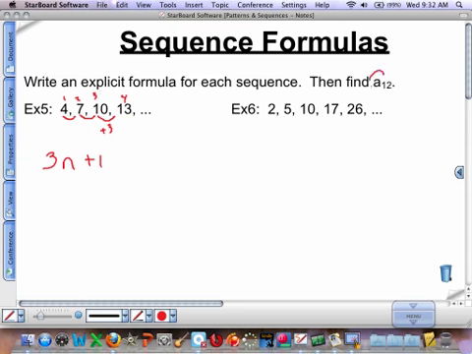Okay, next question is to do what? So a sub 12. What that tells you to do is take 12 and plug it in for what? Put it in for n. So 3 times 12 plus 1. 36 plus 1 is 37. Okay, that's the beauty of the explicit formula. It allows you to go to any term very quickly. Notice I didn't have to do all previous 11. We went right to 12. Notice 37.